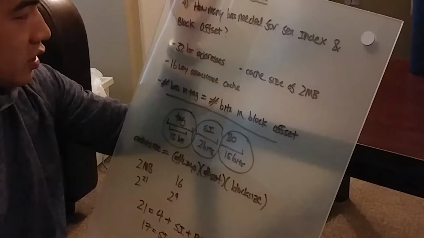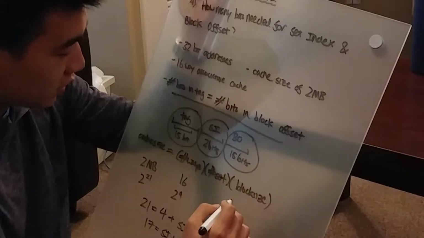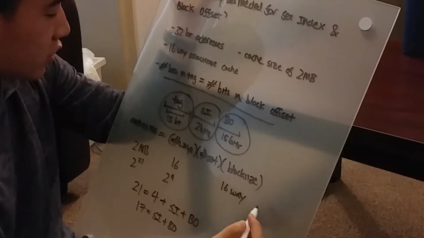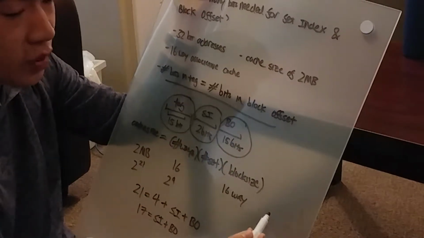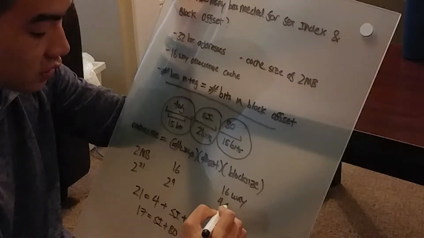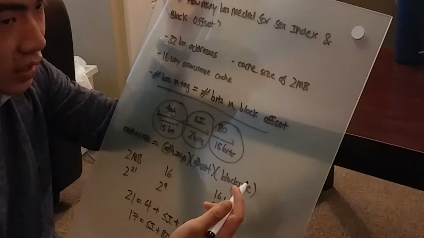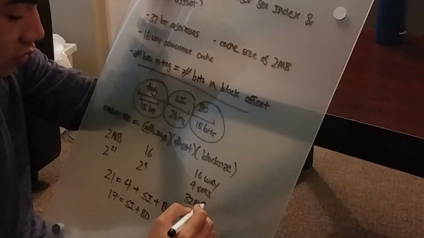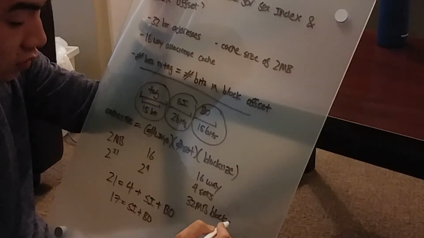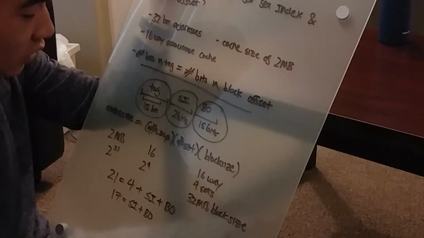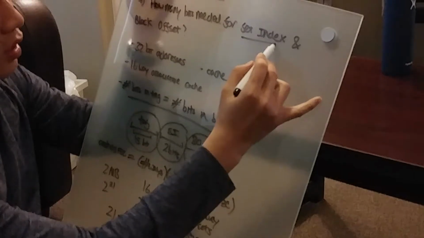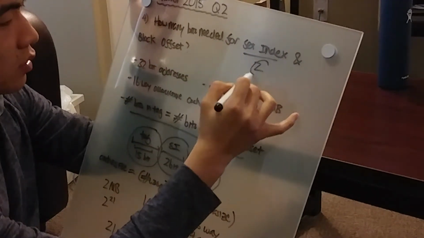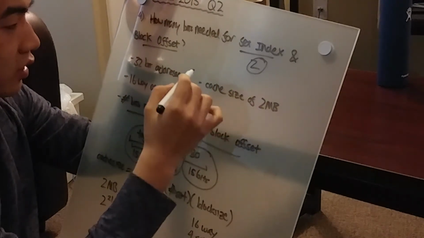So finally, in our system, we have a 16-way associative cache with, if you have 2 bits for your set index, which means you have 4 sets, and a block size of 15 bits means you have a 32 kilobyte block size. And answering your questions, bits needed for the set index is 2. And bits needed for the block offset is 15.